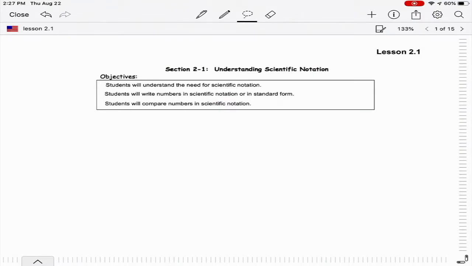Let me make one thing clear too. It works for very large numbers, but it can also work for very small numbers. And I'm not talking about negatives. I'm talking about something like the size of an atom. So even for numbers that are extremely small, scientific notation works very well.